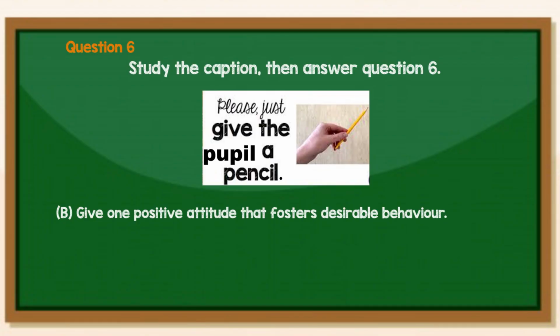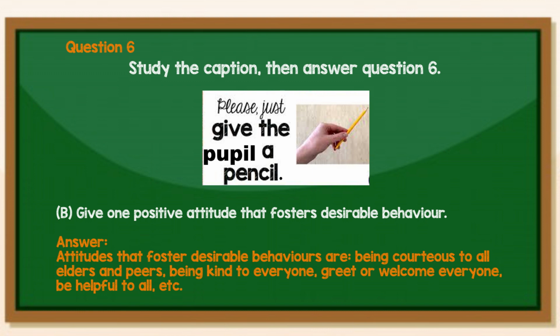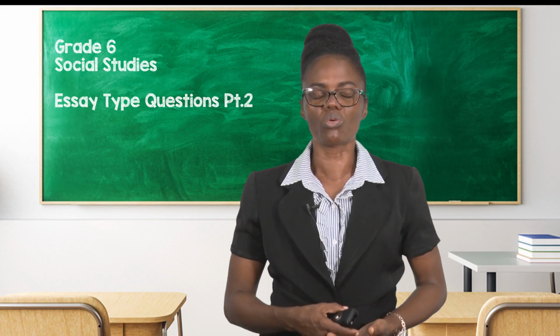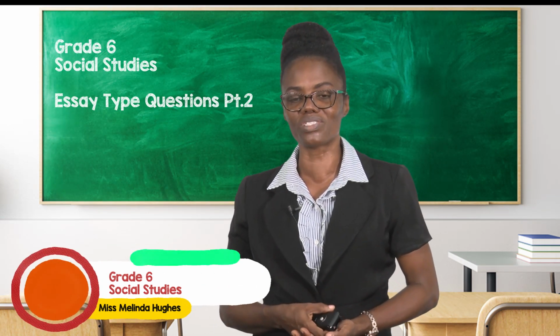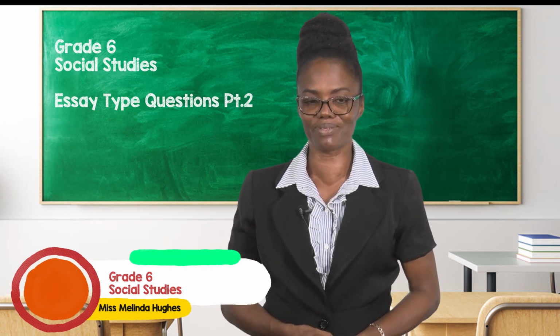Give one positive attitude that fosters desirable behavior. Attitudes that foster desirable behaviors are, one, being courteous to all elders and peers. Another, being kind to everyone. Another, greet or welcome everyone, and also be helpful to all. So those are attitudes that foster desirable behaviors. Any one of those, if you have written it, is correct.